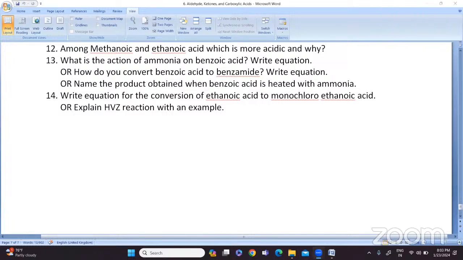So we have completed the chapter aldehydes, ketones, and carboxylic acids. Any doubts in this chapter? If you have any doubts, you can ask me in the chat box. Others, any doubts in the chapter?